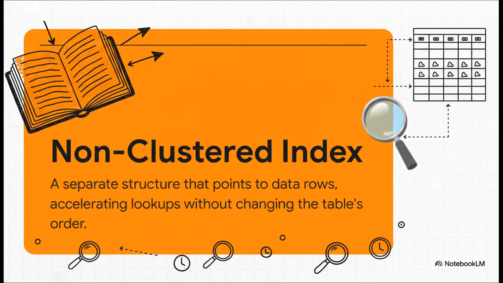Now, a non-clustered index, that's a whole different story. This is like the index at the back of a textbook. It doesn't change the order of the pages, right? It's a completely separate list that just tells you where to find the information you're looking for. It's just a pointer, which means you can have a bunch of them on a single table to speed up all sorts of different queries.